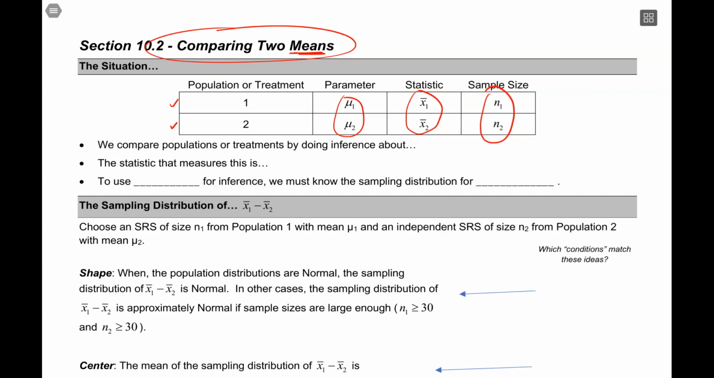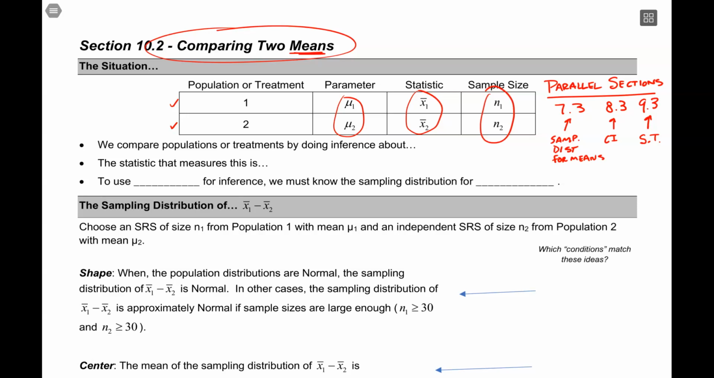Also want to mention there are some parallel sections in other chapters, and they are 7.3, which is where we talked about sampling distributions for means. 8.3, where we talked about confidence intervals for means. And 9.3, where we talked about significance tests for means.